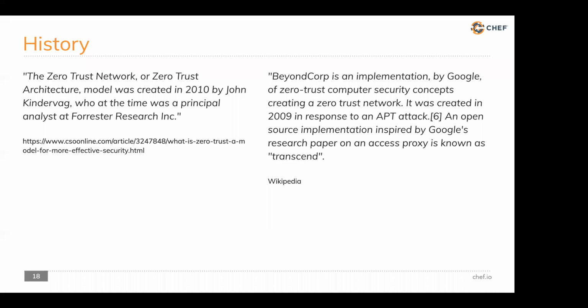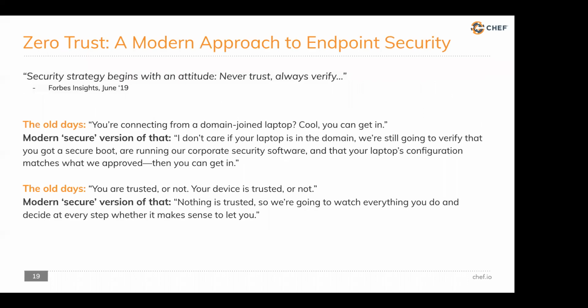And then BeyondCorp is an implementation that Google has developed on their own. And they developed it kind of in parallel to John's research at Forrester. But it's effectively the same principle. So it's about using an access proxy that knows a little bit more information about the device. And Forbes has said, never trust, always verify. That's a phrase that we tend to see a lot in security in general, in SecOps. But it fits the model here.